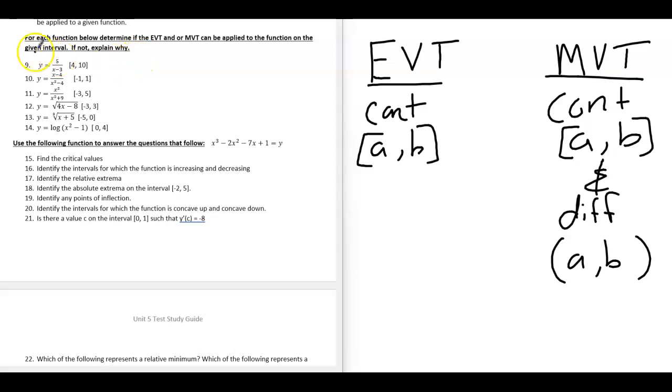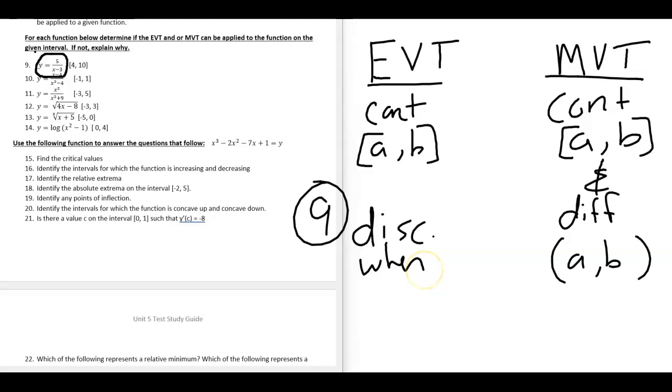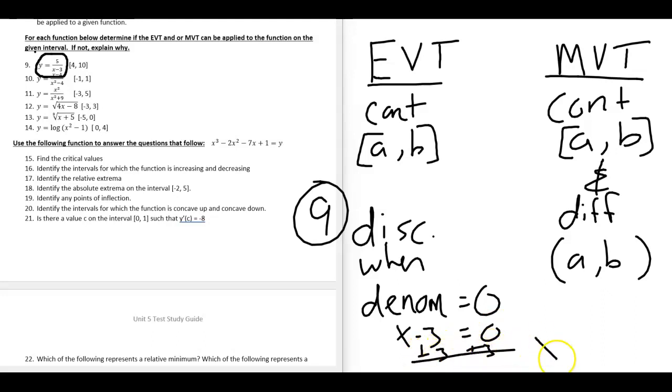So this is a rational function. Rational functions have discontinuities when the denominator equals 0. And in this case, my denominator is x minus 3. And so if I solve, we find out that x equals 3 would be a discontinuity. So the next thing we have to do is ask ourselves, okay, so this function does have one discontinuity. It has a discontinuity at x equals 3.